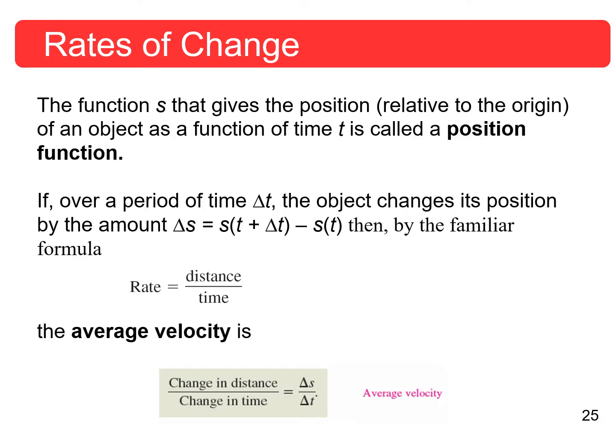The function s that gives the position relative to the origin of an object as a function of time is called the position function. So if over a period of time, delta t, the object changes its position by the amount delta s, which is equal to s of t plus delta t minus s of t, then by the familiar formula, rate equals distance over time, the average velocity is defined as the change in distance over the change in time. So this is just a formula for the average velocity.